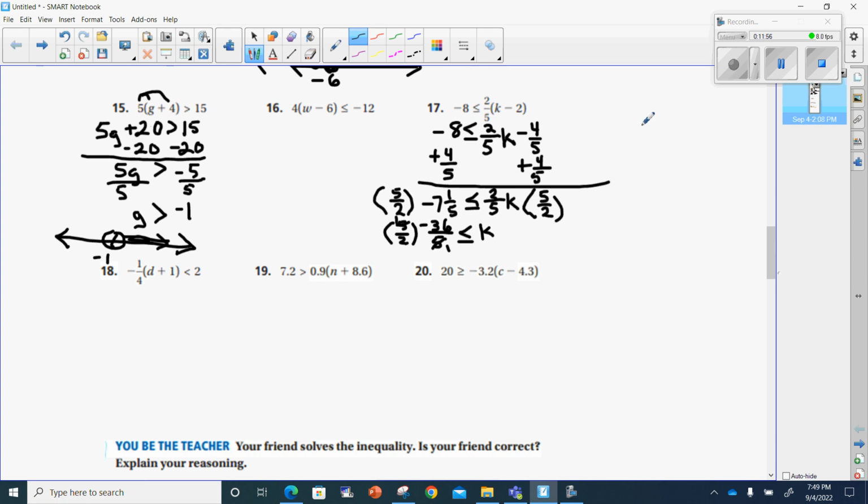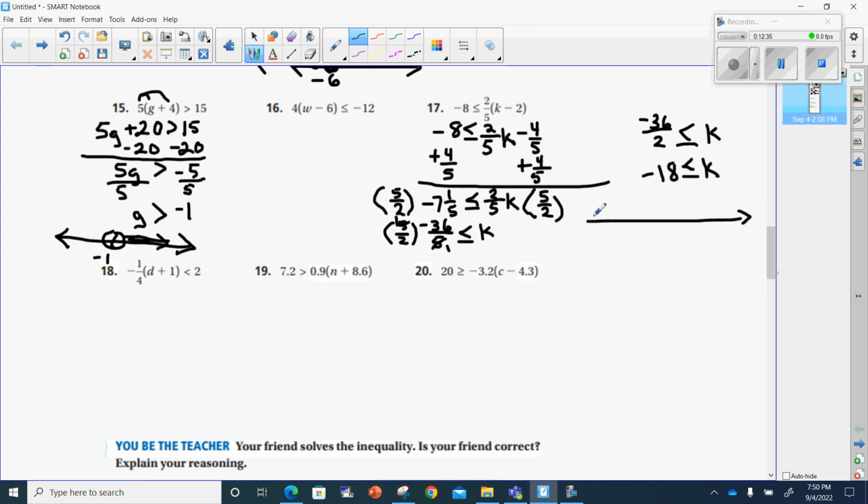I'm going to keep doing my work over here. -36/2 is less than or equal to k. Now remember, -36 can be divided by 2. That's going to give us a -18. Now let me double check my work to make sure I didn't have to turn my symbol around. The important part is over here, this was a positive number, so I multiplied by a positive number. There is no negative number being used there. That symbol stays that way.